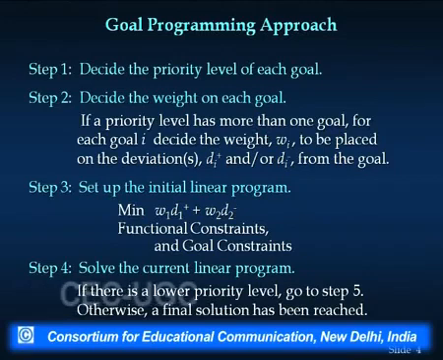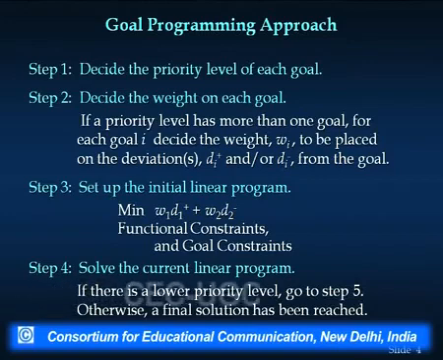Step number 3, set up the initial linear program. The initial linear programming problem is to be formulated the way we used to formulate it. Then minimize the objective function W1 D1 plus W2 D2 minus, and these are the deviations from the desired goals, which are to be minimized, along with the goal constraints.